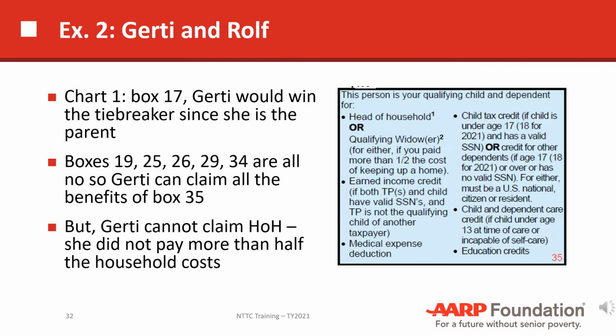So the only thing that Gertie cannot claim is head of household. She did not pay more than half the cost of maintaining the home for Rolf. So she cannot claim head of household.